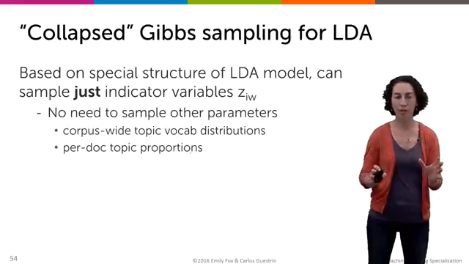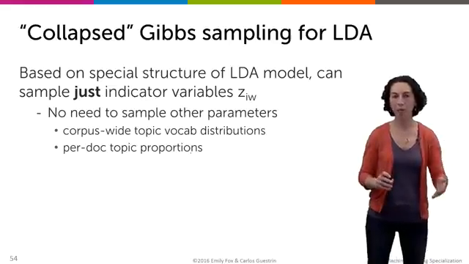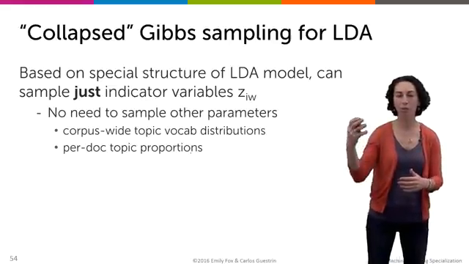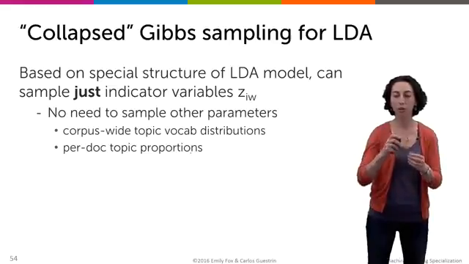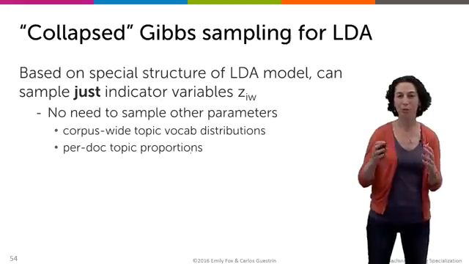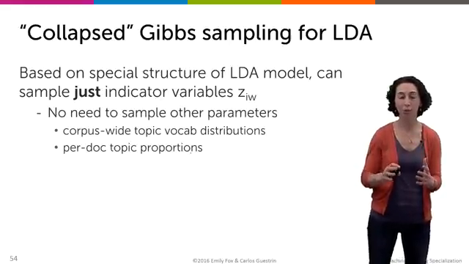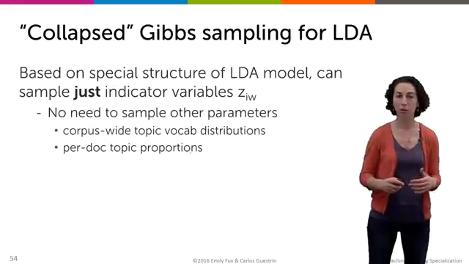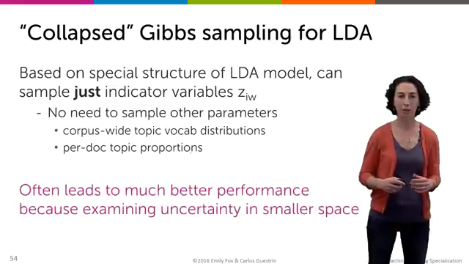So we never have to sample our topic vocabulary distributions and all the document-specific topic proportions. We just go through and iterate sampling these word assignment variables. And that seems pretty cool because what we've done is we've dramatically reduced the space in which we're exploring in this Gibbs sampler. And so this can actually lead to much better performance in practice.